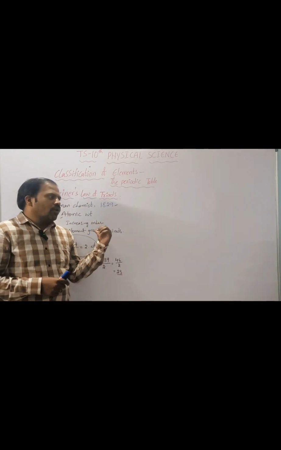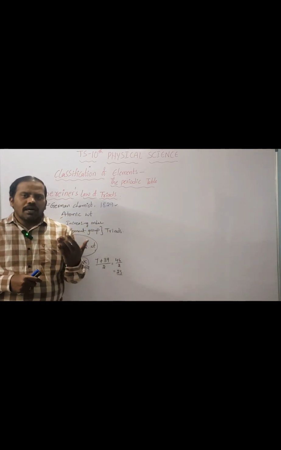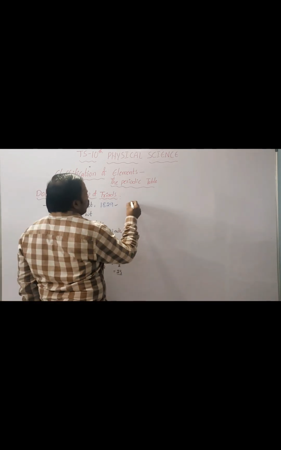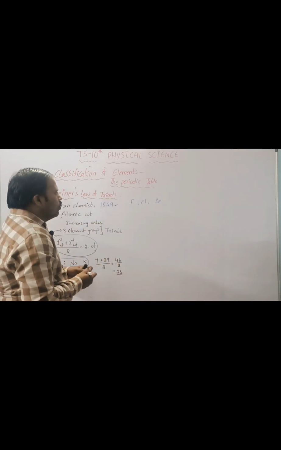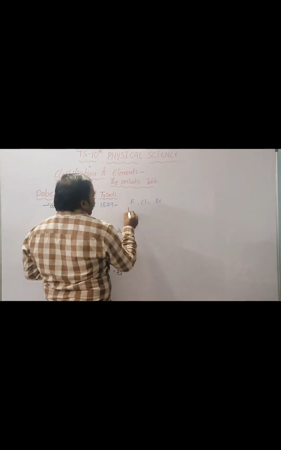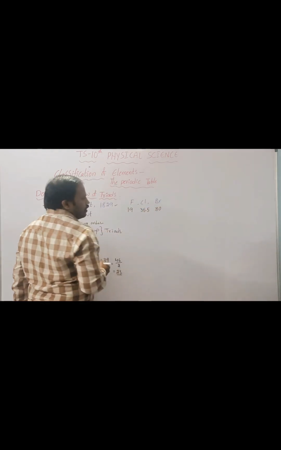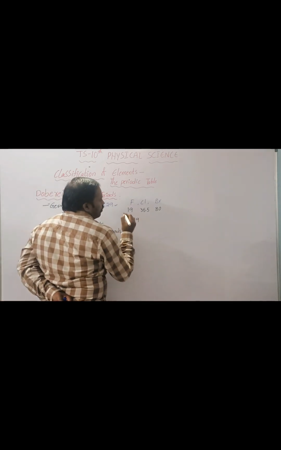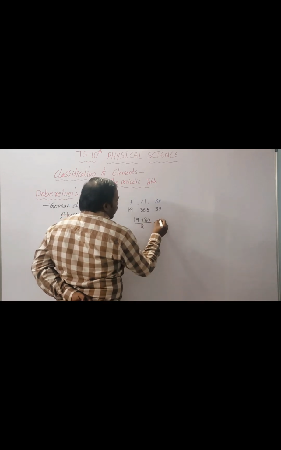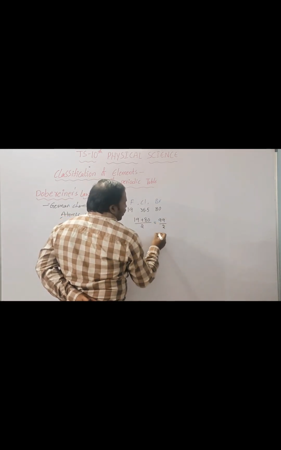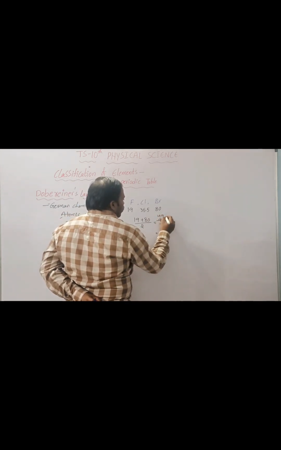But this was not satisfied for more than 20 elements, or for elements with very high or very low atomic weights. For example, fluorine, chlorine, bromine. The atomic weight of fluorine is 19, chlorine is 35.5, and bromine is 80. Cross-check it: 19 plus 80 is 99, divided by 2, and the average is 49.5.